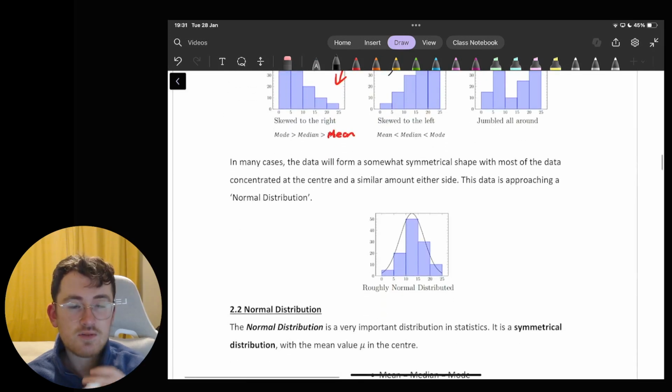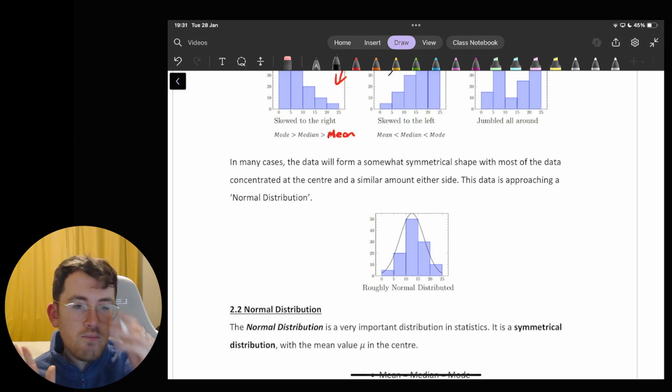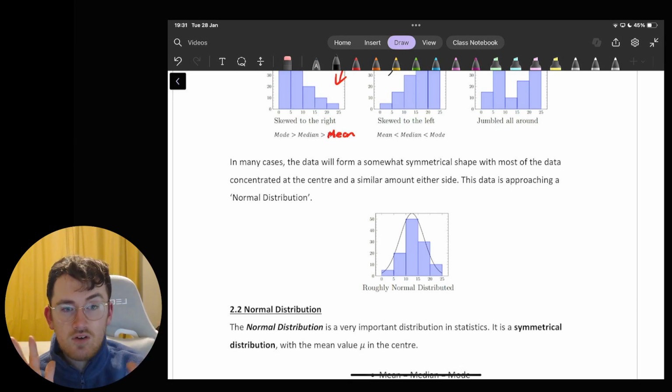Now, in a lot of distributions or examples we're looking at, the data will be somewhat symmetrical. It mightn't be entirely, but it will be quite symmetrical. We can see the example here where we have a histogram with a lot of the data in the central region or interval, and then on either side there is a drop off, but it's roughly a similar fall on either side.